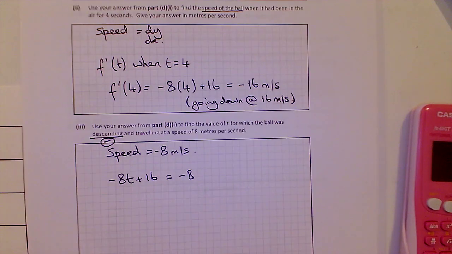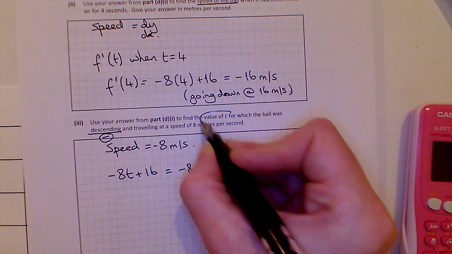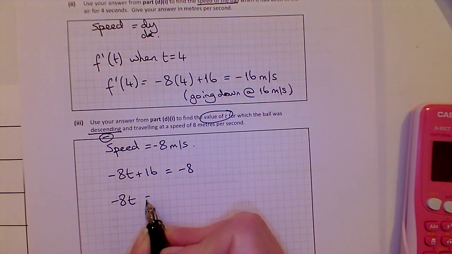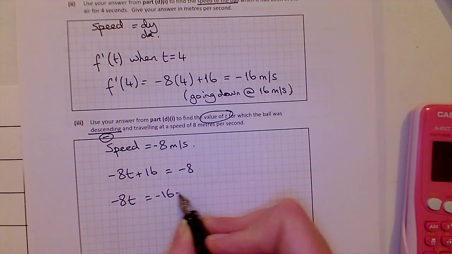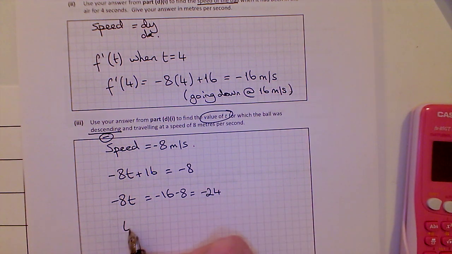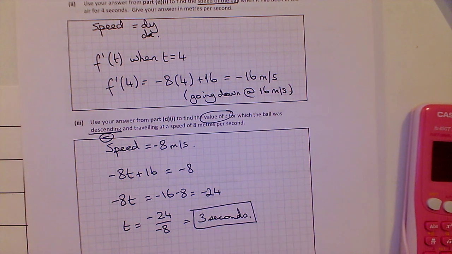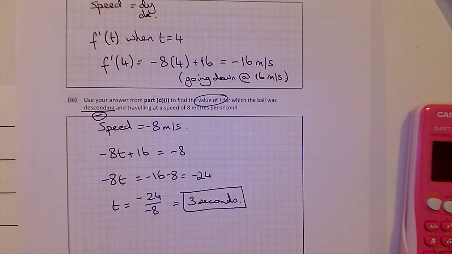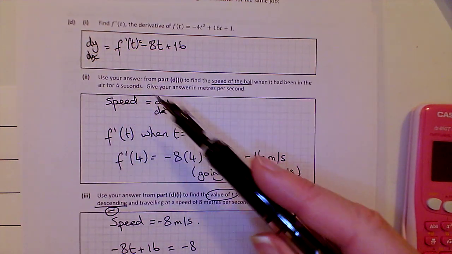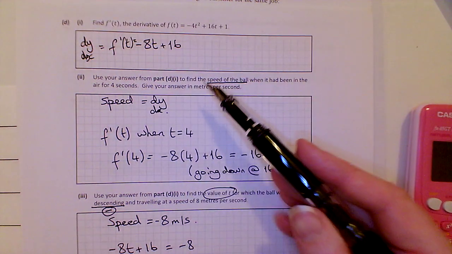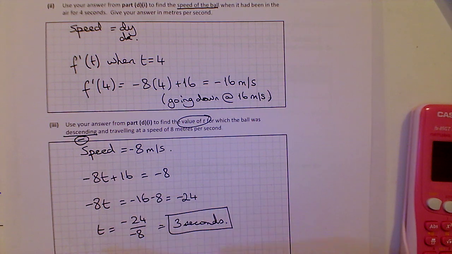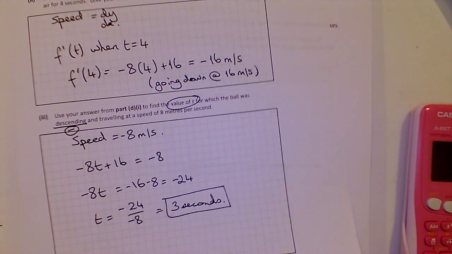So this is the equation that we're trying to solve, and we're trying to find the value of t. So minus 8t is equal to minus 16 minus 8, which is minus 24. And t is minus 24 over minus 8, which is 3 seconds. And that's the answer. Okay, so it seems like they're asking us something really complicated in both of these, but you just have to remember that speed and dy dx are synonymous. If they give you the value of t, you sub it in. If they give you the speed, you put the whole equation equal to it and solve for t. Okay, so that was everything in that question.